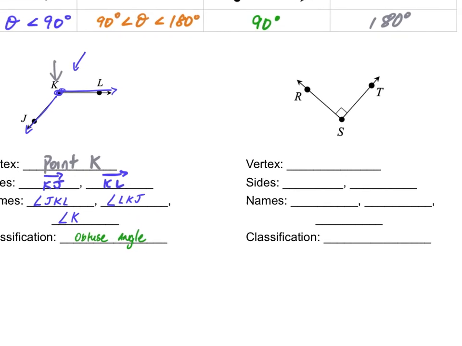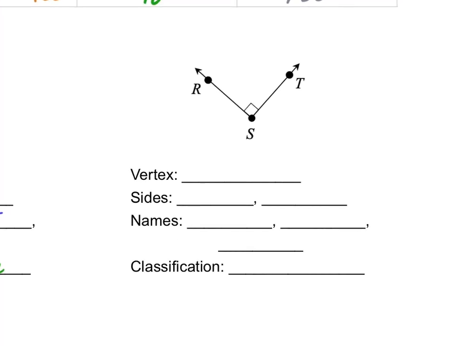Looking at this other one, what does that indicate? That indicates that we have a 90-degree angle. So this classification is going to be a right angle. I'm going to do this quickly so it's easier on us. The vertex is the point that both sides have in common. So the vertex is point S. My sides: I start off here at S and go through T, and I start at S and go through R. So my sides are ray SR and ray ST.